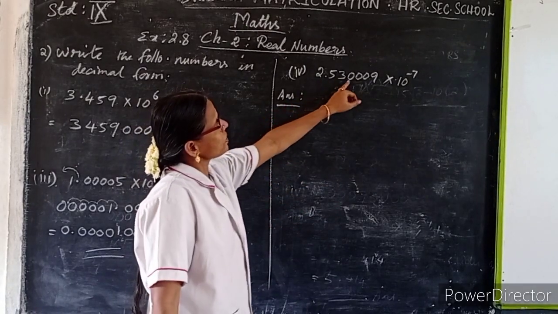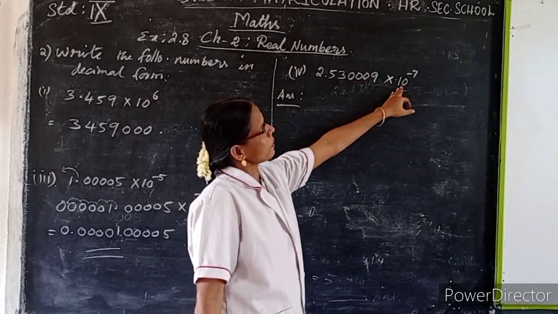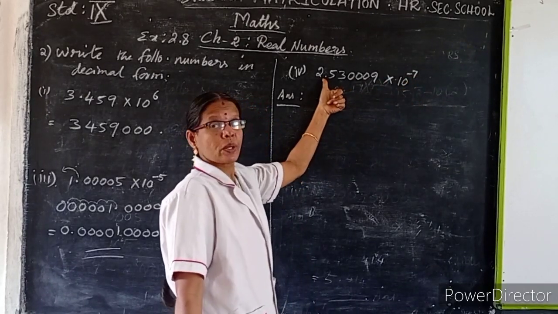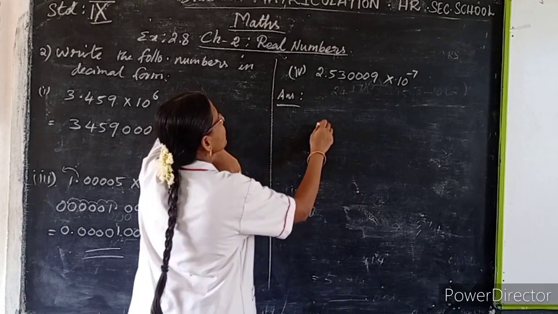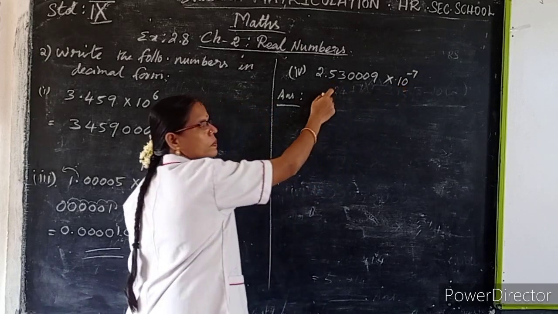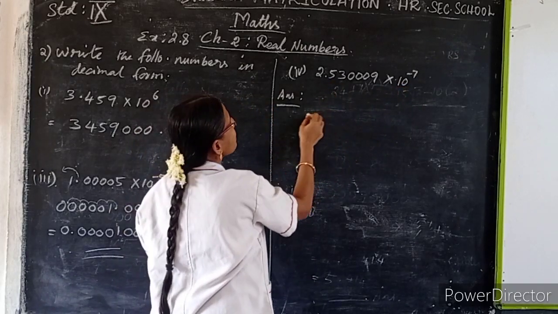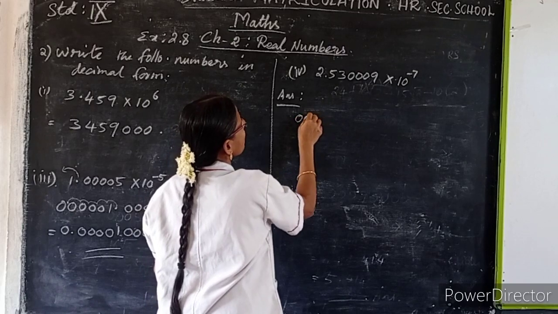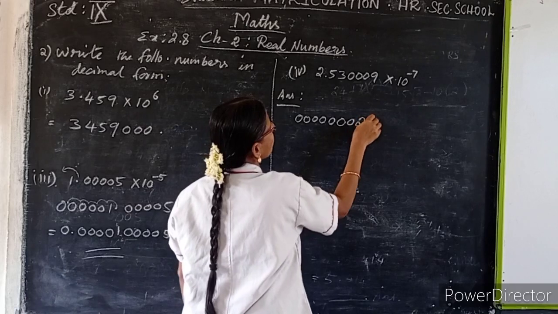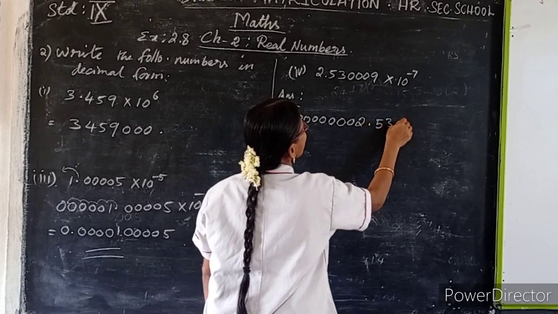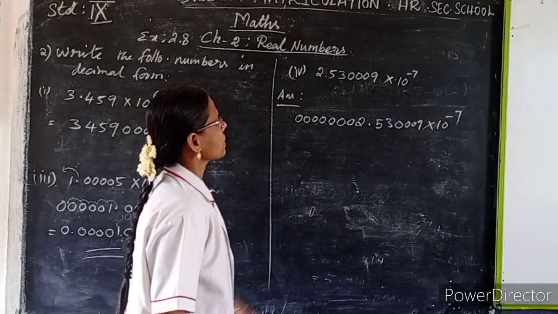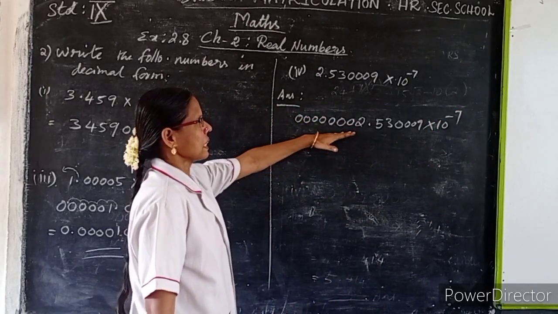Here, 2.530009 into 10 to the power minus 7. Minus 7 means we want 7 more decimal places here. Already 6 decimal places are there, and 7 more decimal places will come. So, we should add 7 zeros: 1, 2, 3, 4, 5, 6, 7. 7 zeros, 2.530009 into 10 to the power minus 7. This is the given number, the given decimal number.